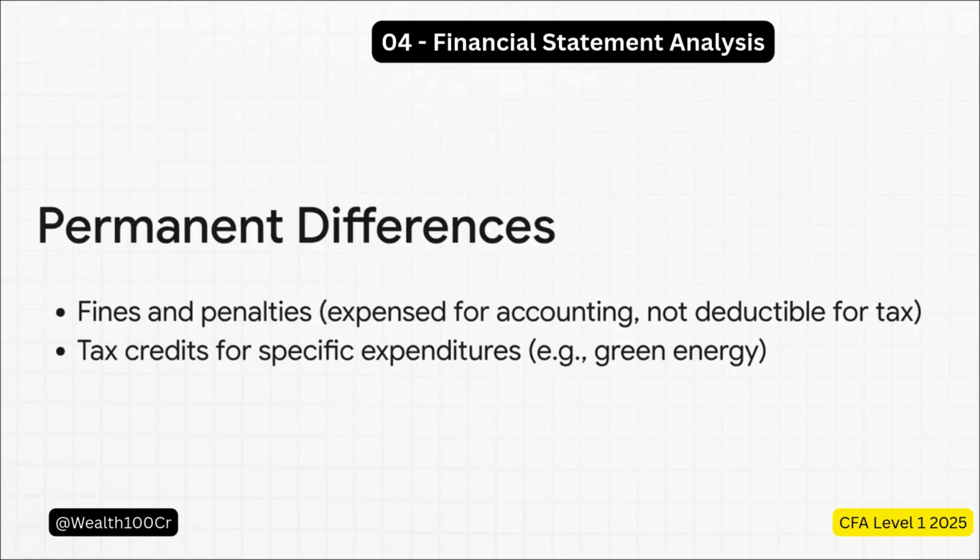So what does this look like in the real world? Imagine a company gets hit with a huge fine for, say, an environmental violation. For their accounting books, that's a legitimate expense, right? It reduces their profit. But when they go to the tax man, the government basically says, whoa, hold on. We are not giving you a tax deduction for breaking the law. So that expense is not tax deductible. Boom, a permanent difference. Same idea with things like interest income from tax-exempt municipal bonds. It's income for the books, but not for tax. It creates that permanent gap.